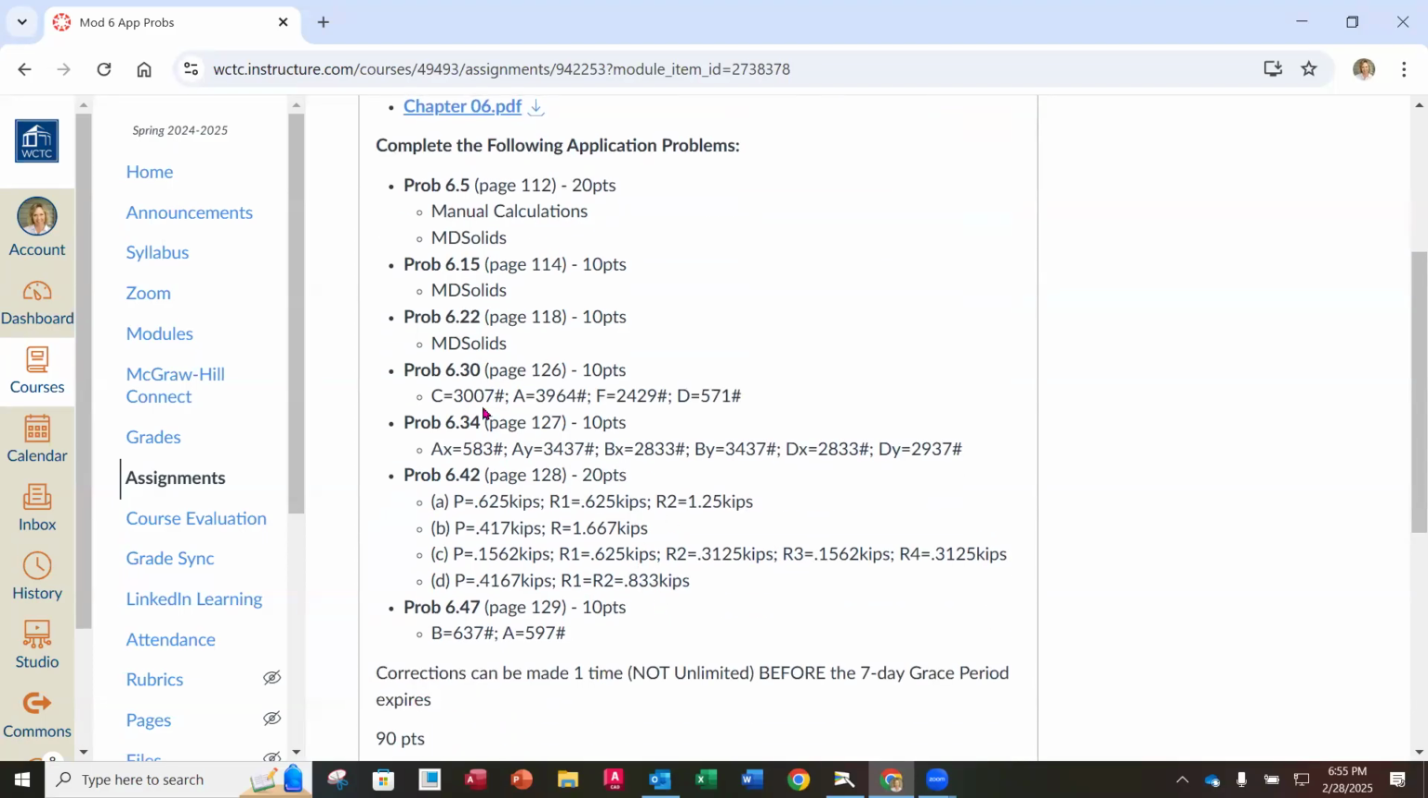Okay. The next ones that you have here are going to be in regard to frames and machines. Okay. So I believe the first two are going to be frames and the last two are going to be machines, with this number 6.42 being a pulley problem. So let's take a peek at 6.30. This is found on page 126. Let me get over there. Okay.